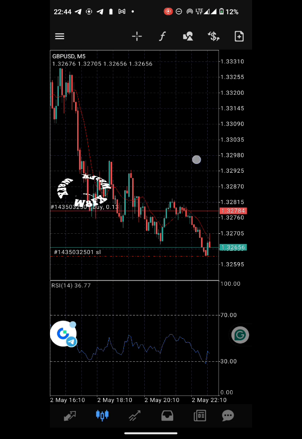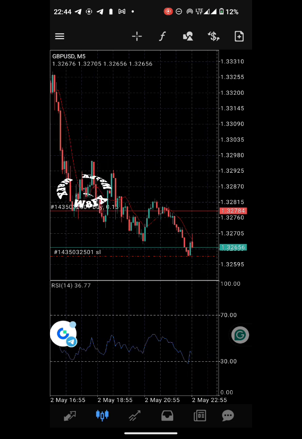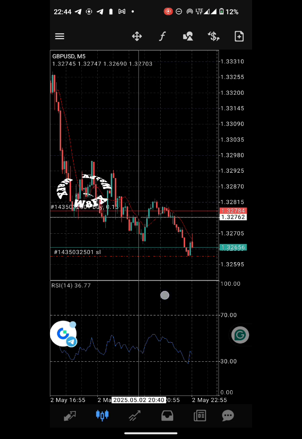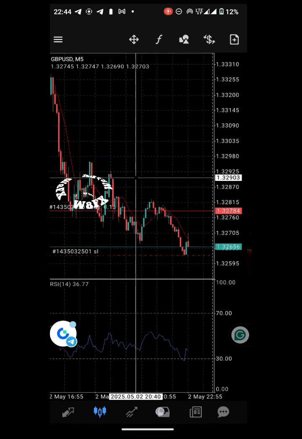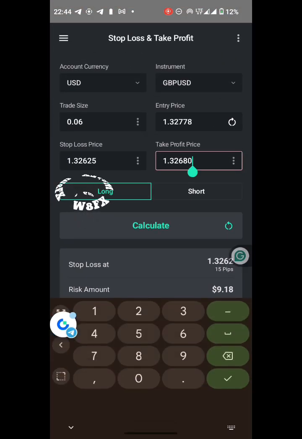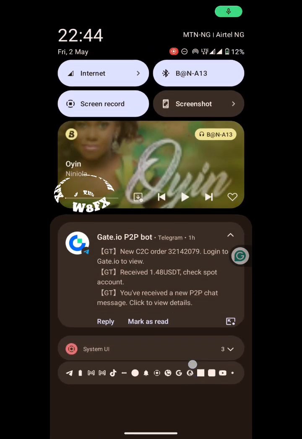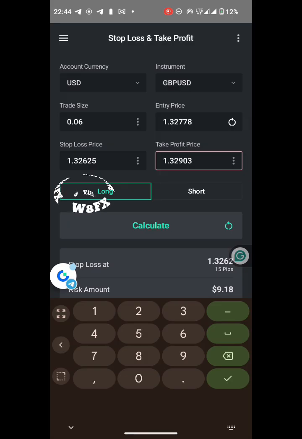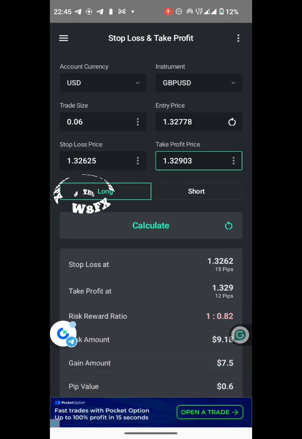So the TP, if I'm buying, the take profit needs to be above the entry price. So that means, let's say this is the TP1, 1.32903. You see that everything will work fine now. 1.32903. Hope we're still recording. Okay, and the mic is still on. So calculate. Good. You can see it shows take profit information now.